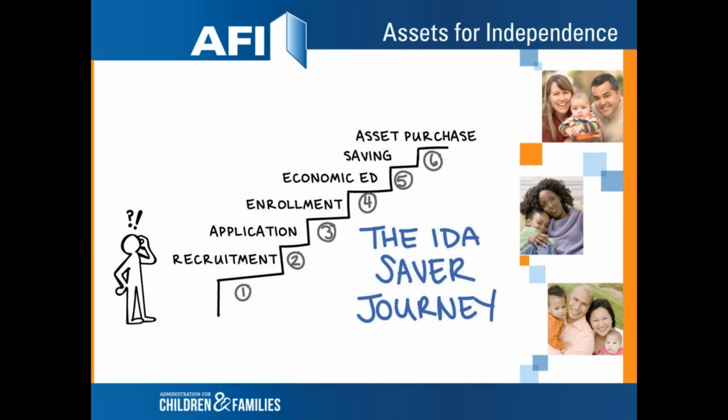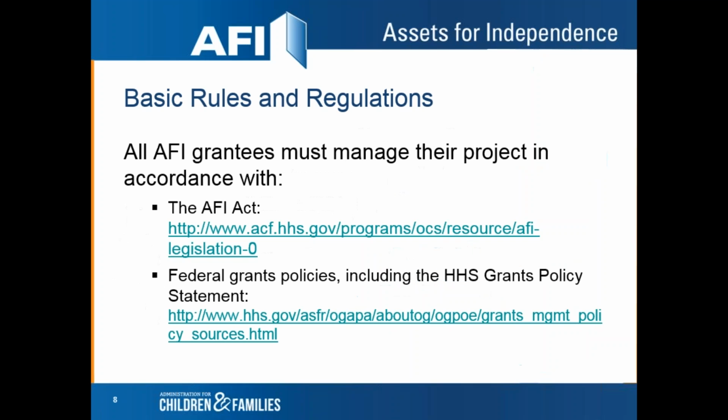We will then offer some practical considerations as you begin to think about how best to design these stages for your IDA project. You'll note that the text on the slides is sometimes black and sometimes orange. The black font indicates AFI requirements. These are things you must follow to be in compliance. The orange text indicates practical considerations. These are not requirements, but are important to think about as you implement your AFI grant. All AFI grantees must manage their project in accordance with the AFI Act and federal grants policies, including the HHS Grants Policy Statement. Links to these resources are shown on your screen.